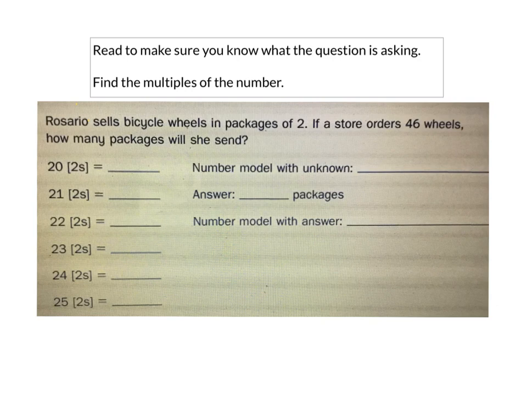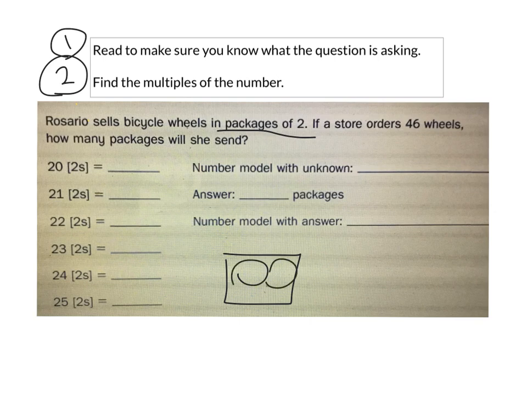All right, so as we look at this first example, we want to, 1, read to make sure that we know what the question is asking, and 2, find the multiples of the number. So Rosario sells bicycle wheels in packages of 2. There's one package. It's got 2 wheels in it. If a store orders 46 wheels, how many packages would she send?